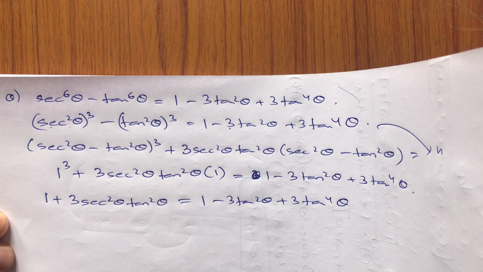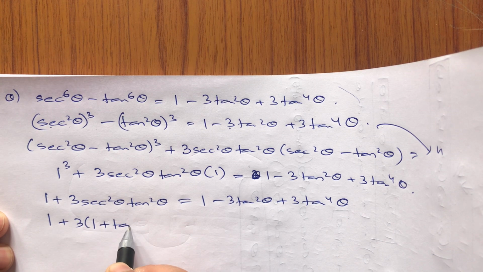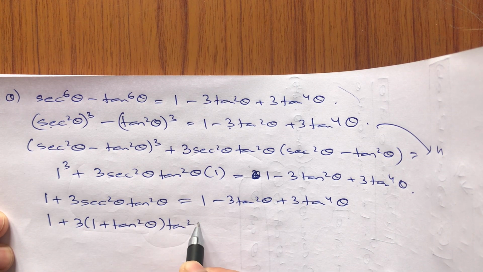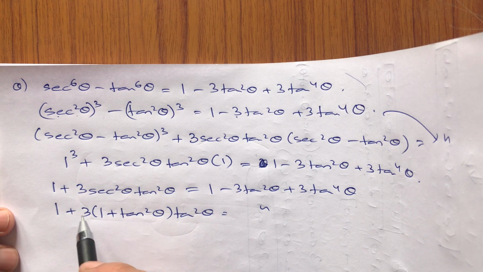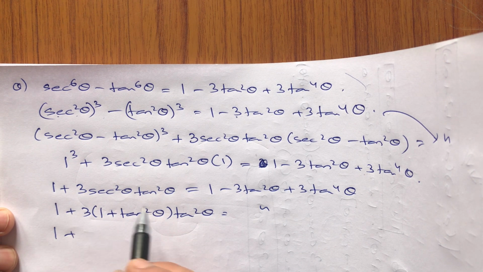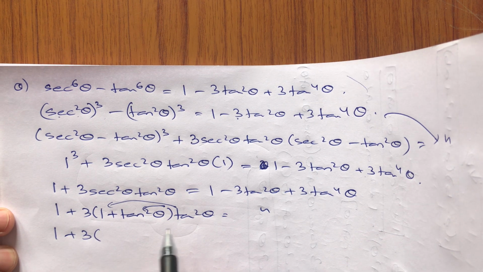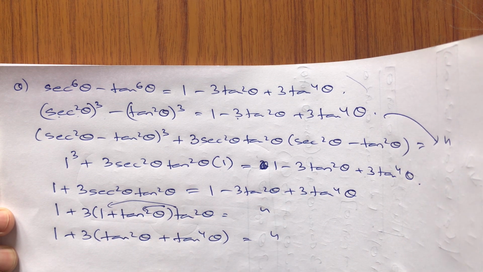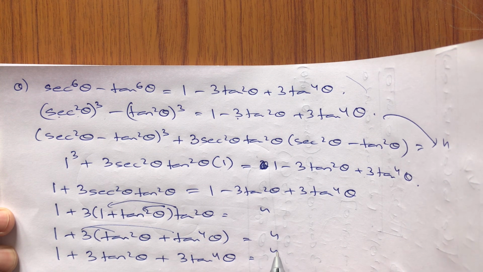So I'll get 1 plus 3 times 1 plus tan square theta, and then tan square theta is equal to the right hand side. Now when I open the bracket, let's open from the back. It's always advisable to open from the back, though you can open from the front also, it doesn't matter. So 1 into tan square gives tan square theta plus tan to the power of 4 theta, because 2 2s are 4. Then open this one also, I get 1 plus 3 tan square theta plus 3 tan to the power of 4 theta is equal to this much.